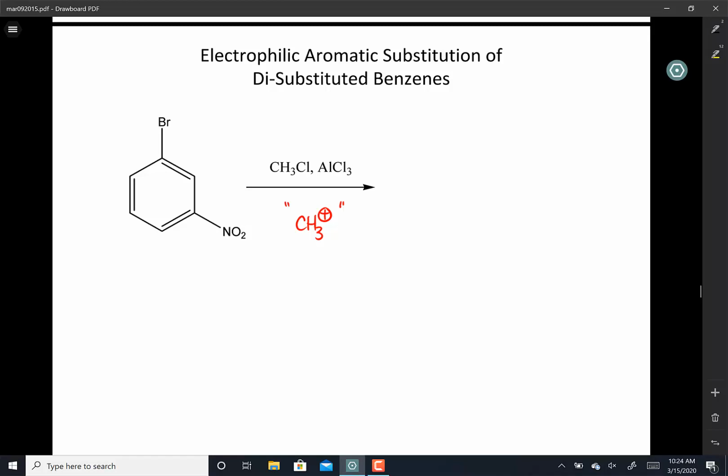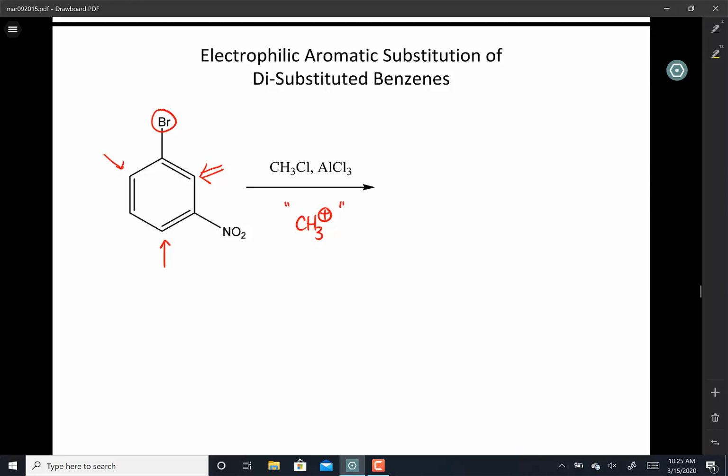What is the group that's highest on the chart? It's bromine. Yes, they are both deactivating, but which one is the least deactivating? It's bromine. So what kind of director is bromine? It's the exception to the rule. So it is going to direct ortho and para to itself. Now, what about this para position over here? Well, it turns out that there is one caveat to doing the addition, and that is the issue of sterics.